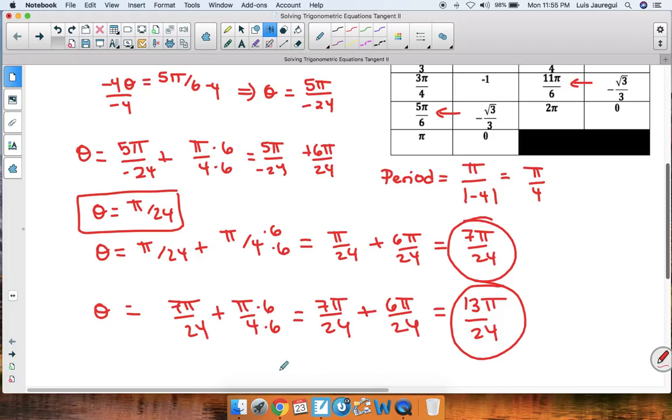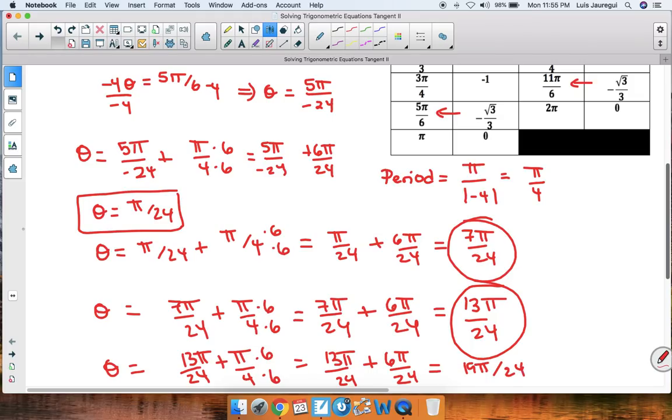Now, we can take that one again, and we can say, well, we have theta that is equal to 13 pi over 24 plus pi over 4. Now, let's multiply this one by 6 over 6, and we get 13 pi over 24 plus 6 pi over 24, and that gives us 19 pi over 24. And that's still less than the so-called 2 pi.